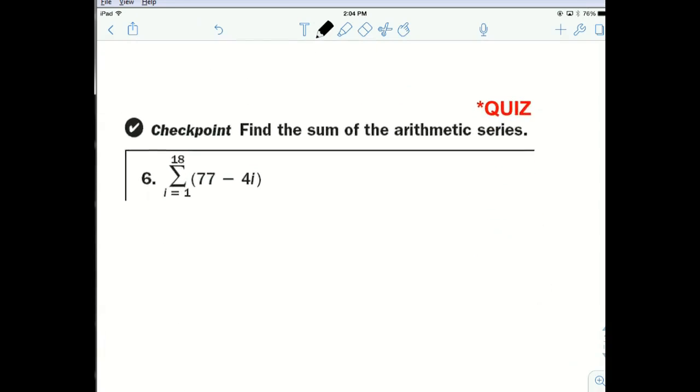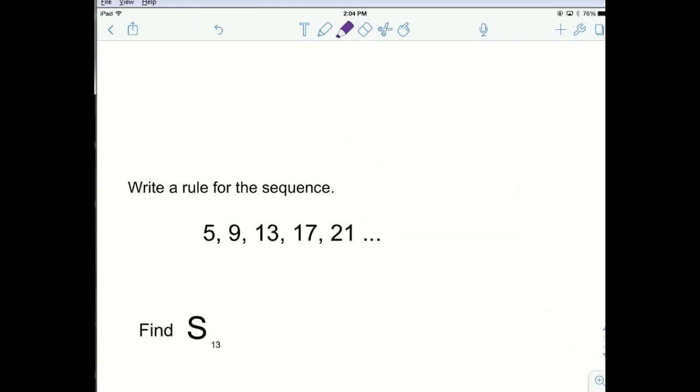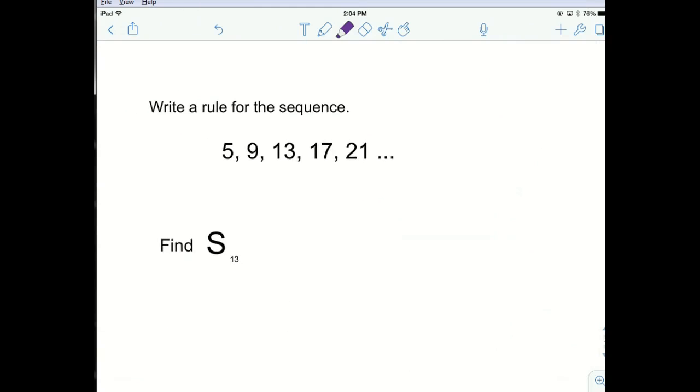Here's one more checkpoint. I'd like you to try that same thing. We're summing from the first term up until the 18th term. So go ahead and plug those in and see if you can solve for the sum on your own. I've got one more additional practice problem that we may come back to later, but for now, this is it for 12.2.